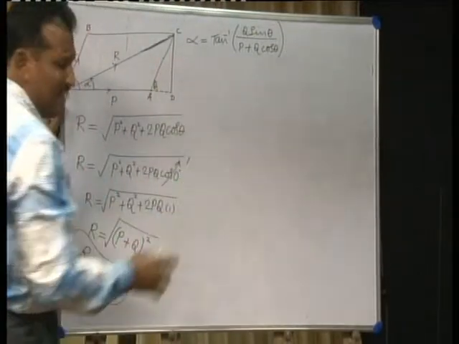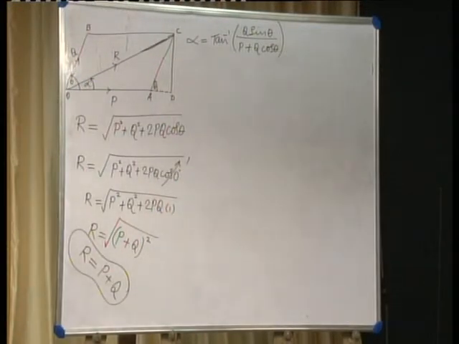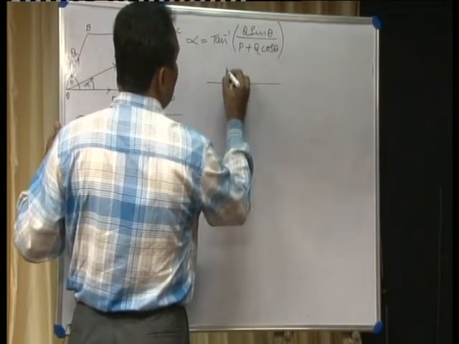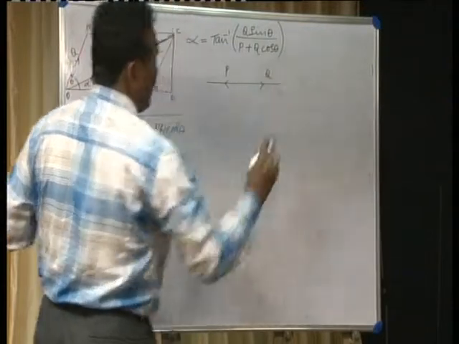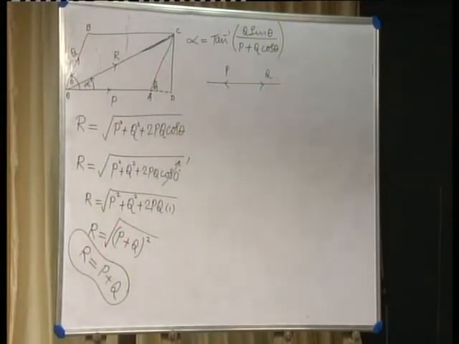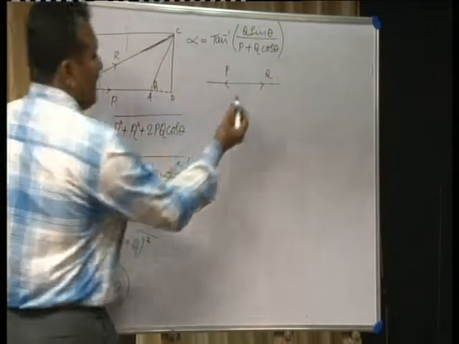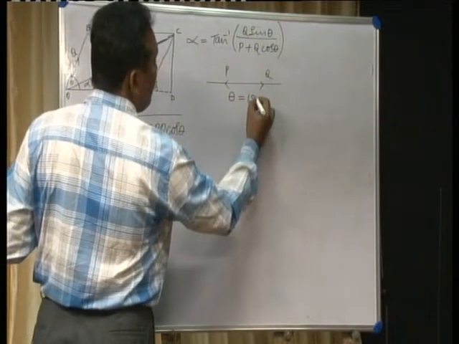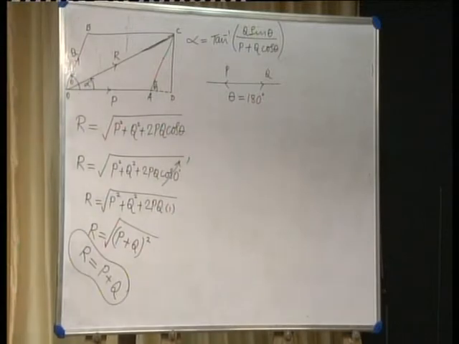There is a little bit of modification in this case. Here, the two forces act along the same line, but instead of the same direction, now they are acting in opposite directions. The situation may be like this: P acts towards left, Q acts towards right. Here also, the two forces act along the same line, but their directions are quite opposite. Definitely, the angle of inclination between these two forces, that is theta, in this case is 180 degrees.